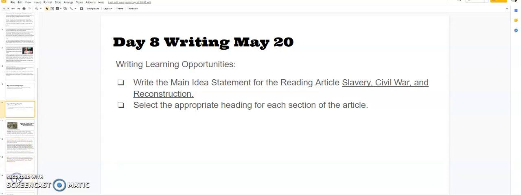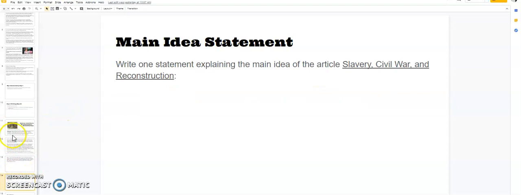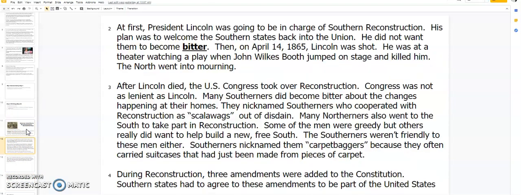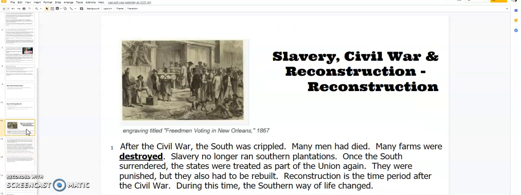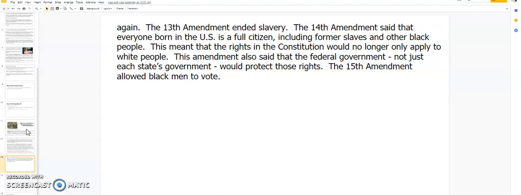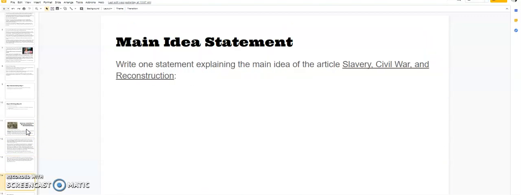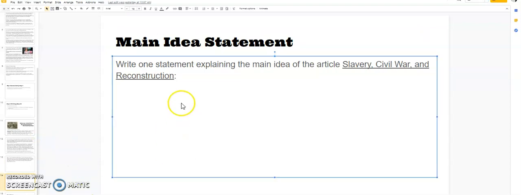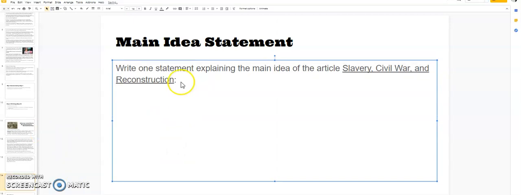So when we come over here and we start our main idea statement, you'll see if you've got the separate writing packet, not everybody's teacher does this, but if you do, the article is over here again so you can reread. So 1 statement. So we've got 1 sentence explaining the main idea of slavery, Civil War, and Reconstruction. So our main idea is going to answer this question. I'm going to put my little thing to notes. This is not your answer. This is just a question to think about when you answer it. What was this article about?